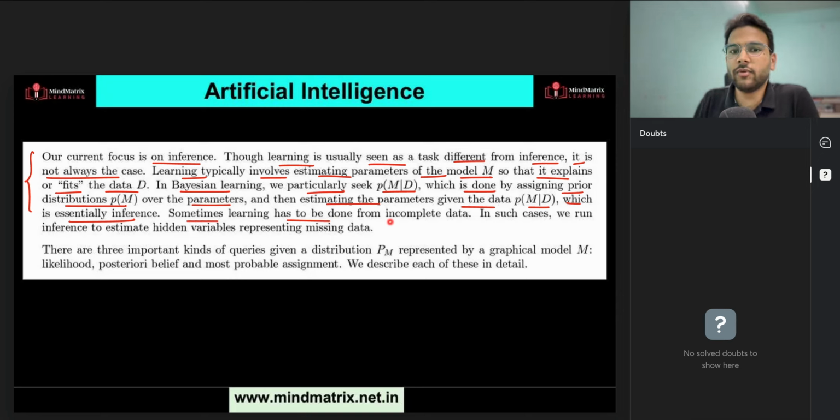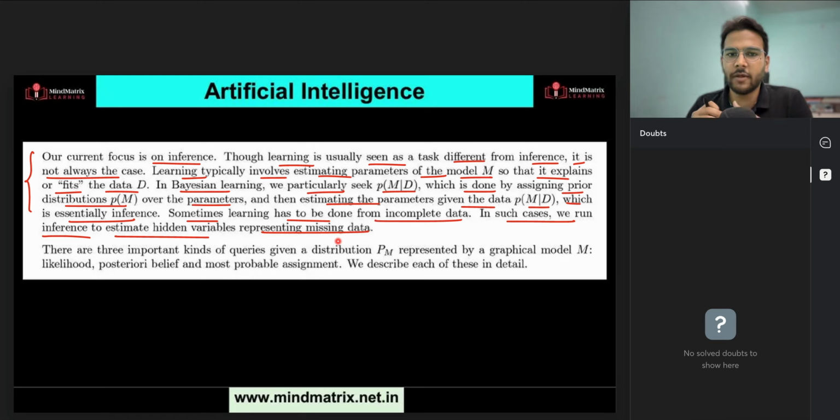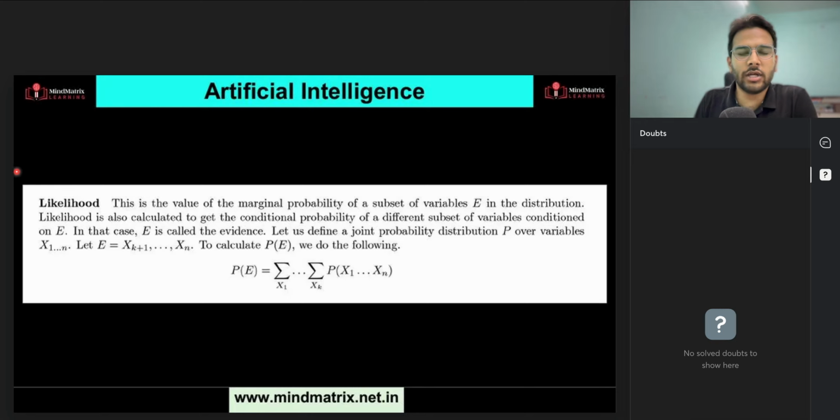Sometimes learning has to be done from incomplete data. In such cases, when the data is not complete, we run inference to estimate the hidden variables representing the missing data. So sometimes when the data is not complete, we have to infer from whatever information we have. There are three important kinds of queries given a distribution represented by the graphical model: likelihood, posterior belief, and most probable assignment. Let's see one by one what they are. We know these things already, but let's see this.